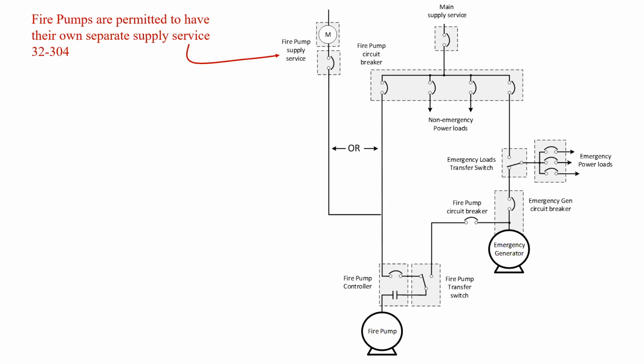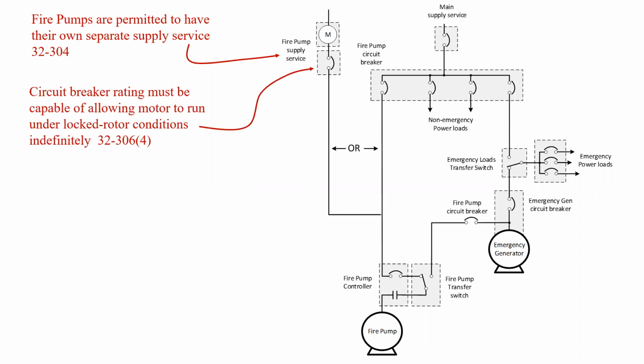First off, one that we've already alluded to is that fire pumps are permitted to have their own separate supply service. And this is to ensure that even if the mains power supply were to be turned off, either by fire personnel or through damage, that this one still provides power to the fire pump in the event of an emergency and a fire in the building.